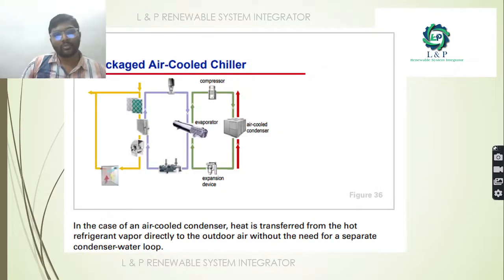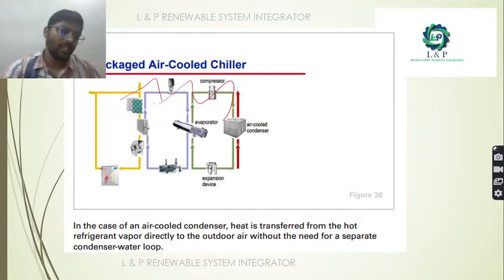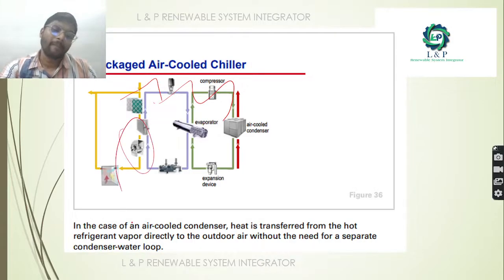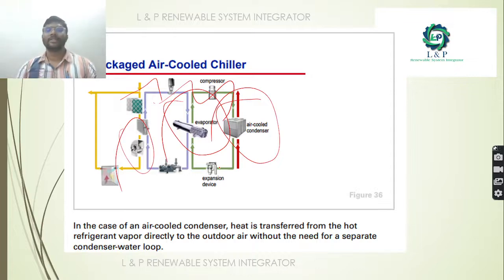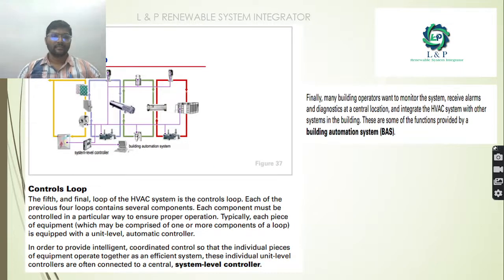And most important thing, if you get into the packed air cooled chillers, we have 3 important loops. One is the normal supply fan air loop. The second most important thing is the chill water loop, and the third most important loop is the air cooled condensers.